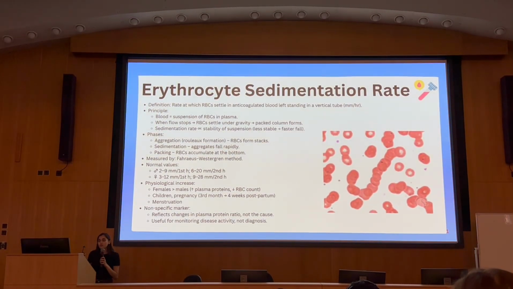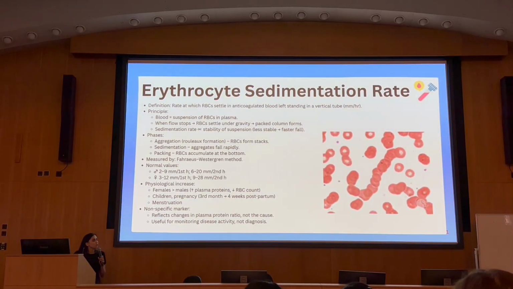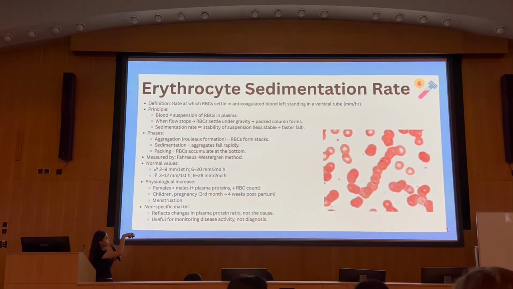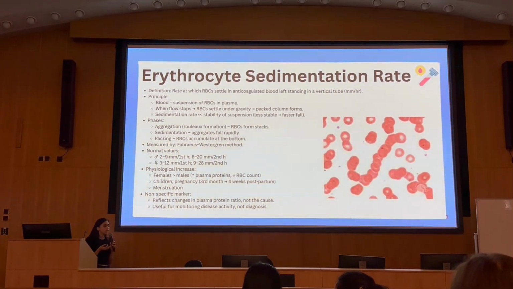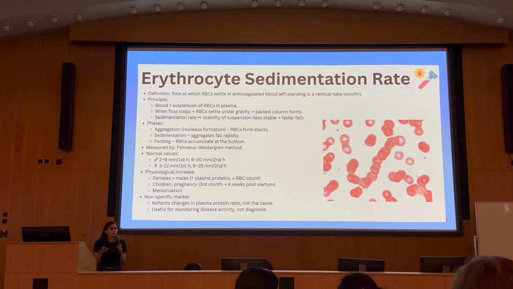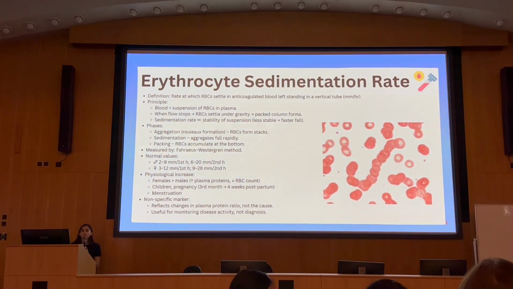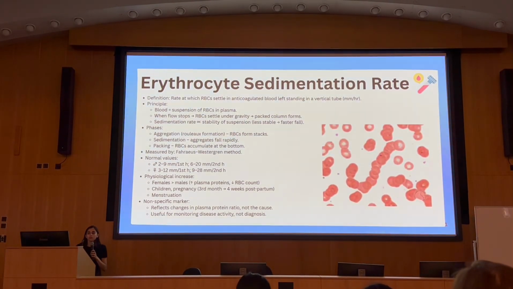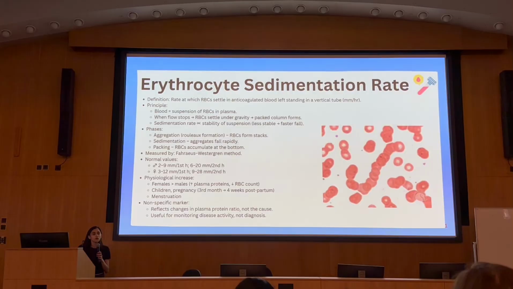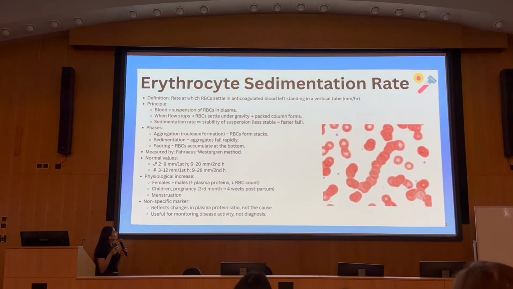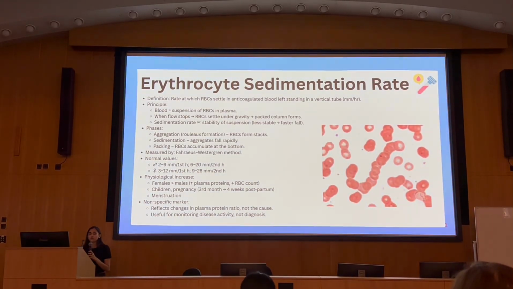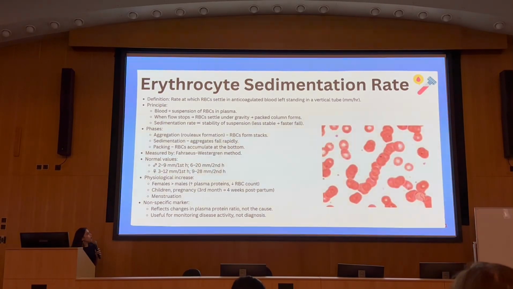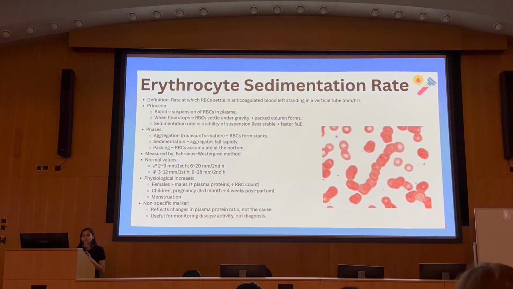First is aggregation, which is roller formation. Roller formation is basically this coin-stacked kind of formation of RBCs. This forms because RBCs have a negative charge, so they have a coat of sialic acid on them, which is negatively charged, and these RBCs get attached to positively charged plasma proteins, and they form these penny-stacked formations, which are roller formations. And the more the roller formation, the higher the erythrocyte sedimentation rate.